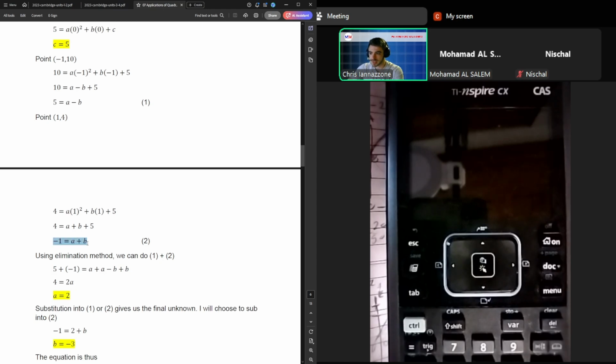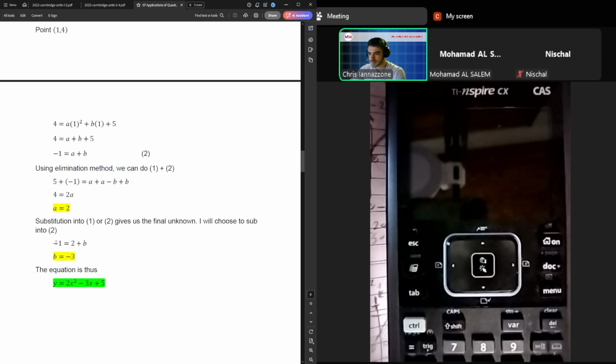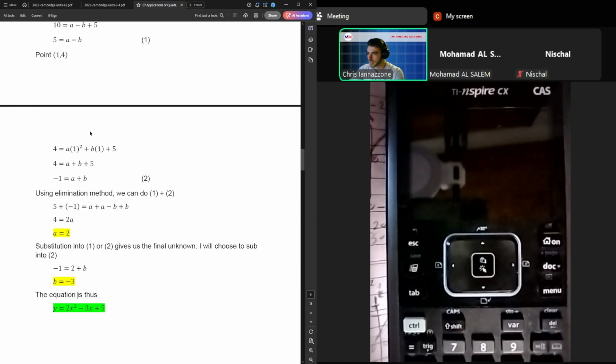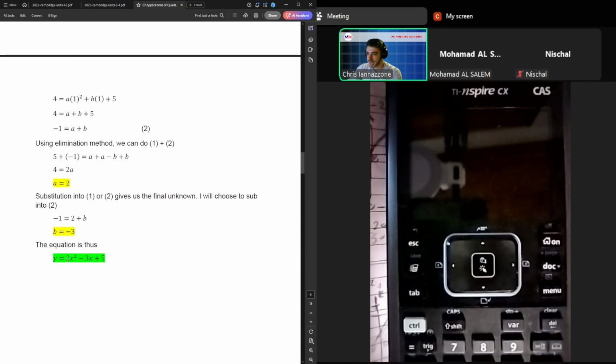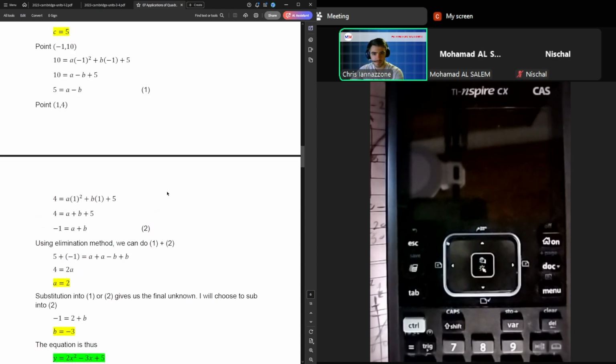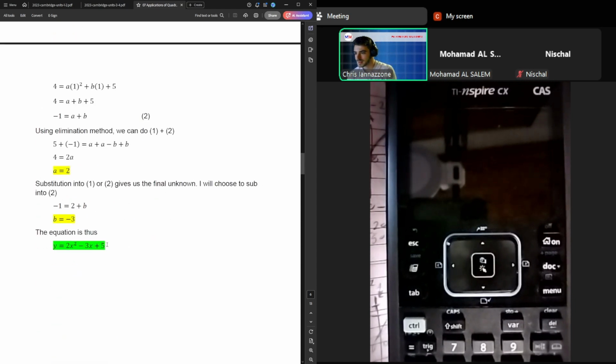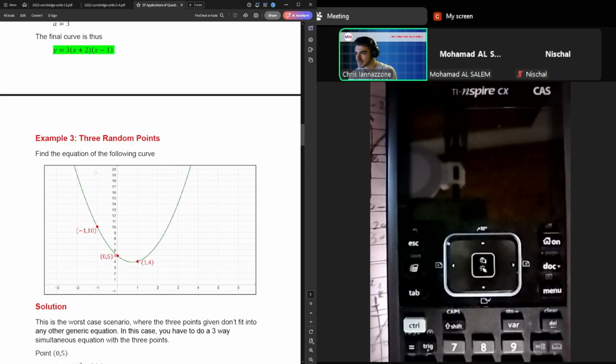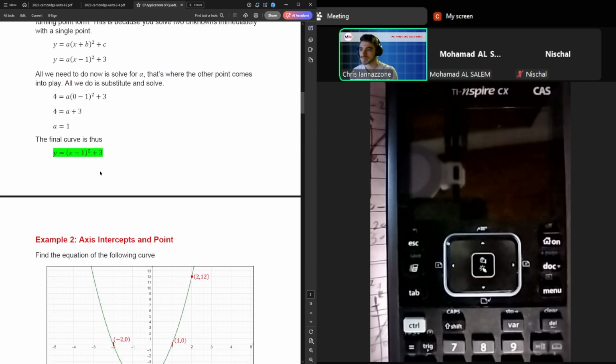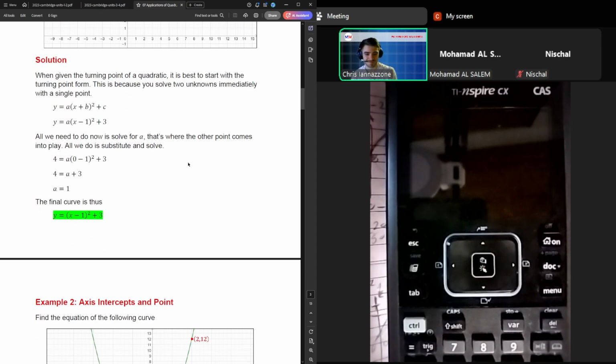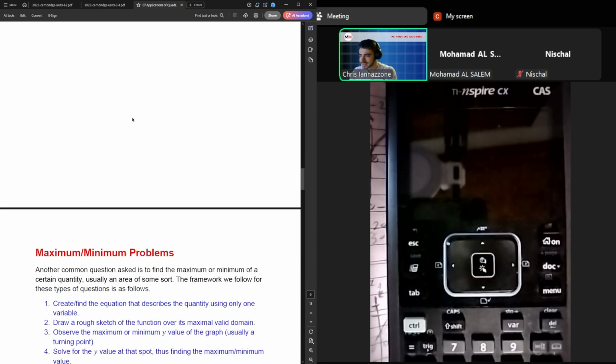Do I need to go into any more detail as to how the simultaneous works, or is that fair enough? It's good. Okay. I've used elimination. A equals 2, B equals -3, and we had C equals 5. So there's your A, 2x squared, plus B, which was -3x, plus C, which was 5. So you can see, just by looking at the size of this answer versus the other two, try to use the other two if at all possible. That's how you handle that.